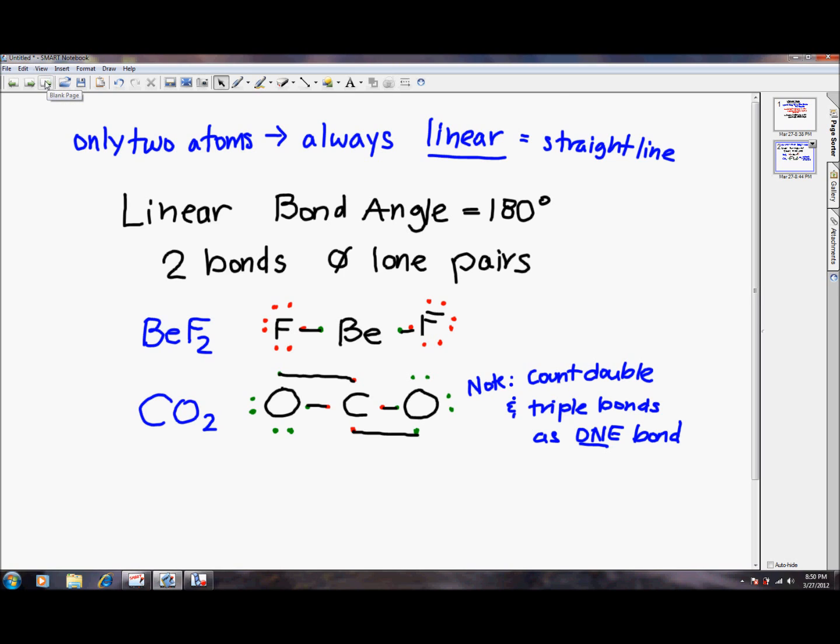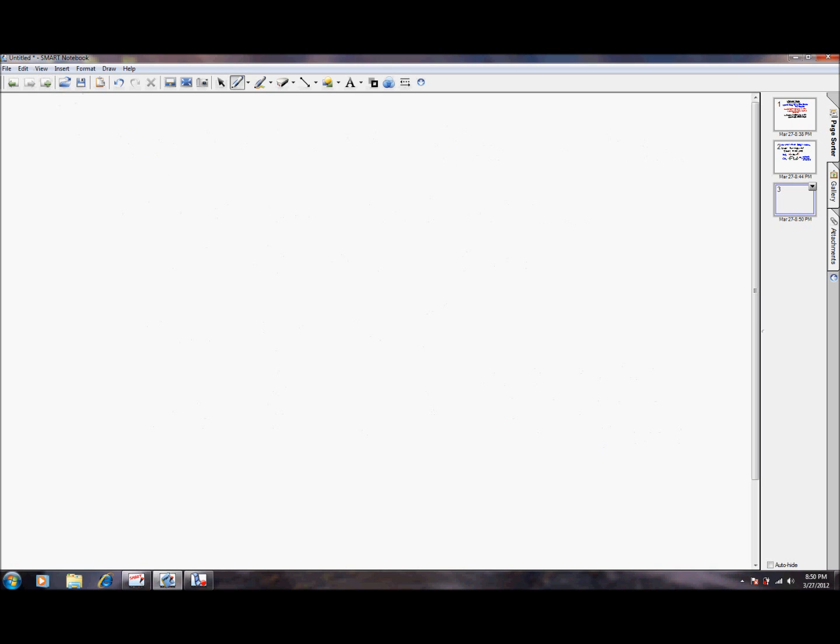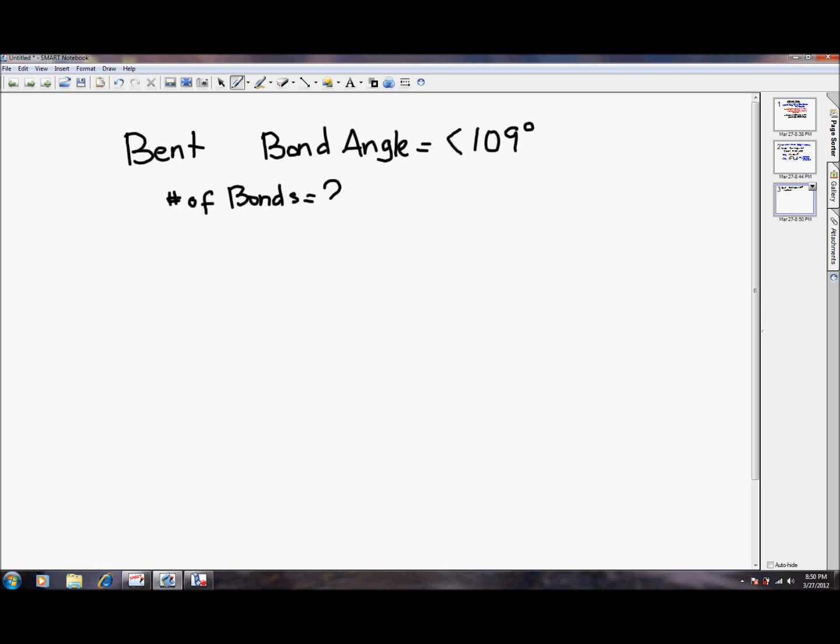Okay, let's go to our next shape. Next shape is called bent. Okay, the bond angle for a bent molecule is less than 109 degrees. Okay, it's going to have two bonds. And the number of lone pairs is either 1 or 2. 1 or 2 is going to give me a bent molecule.